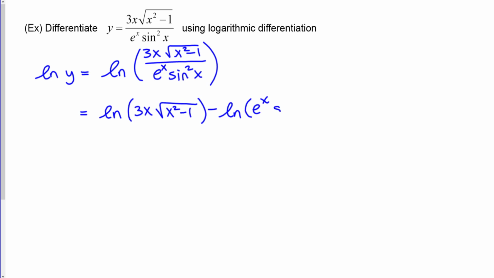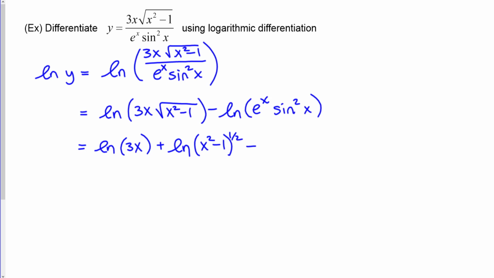I would no longer need a quotient rule in order to differentiate either one of these. So the quotient rule is out. We don't need it now. Similarly, I can split up each of these separate logarithms again because 3x is being multiplied by the square root of x squared minus 1. I can split that up into two logarithms that are added together, and I will go ahead and make this to the 1/2 power instead of a square root.